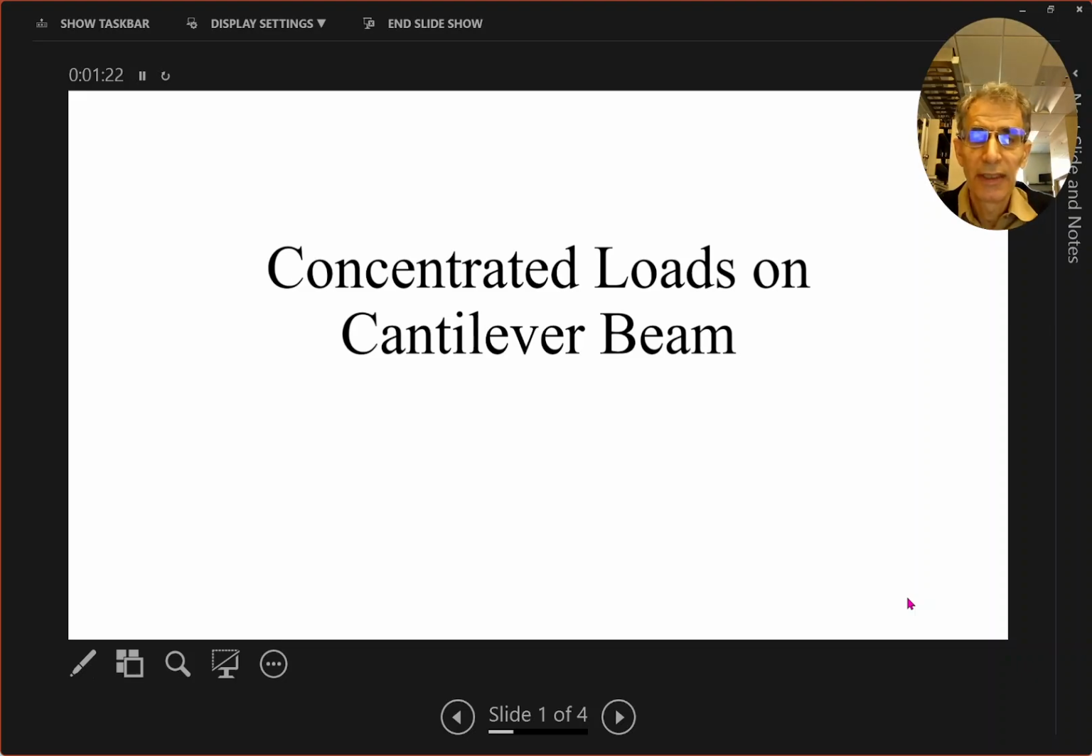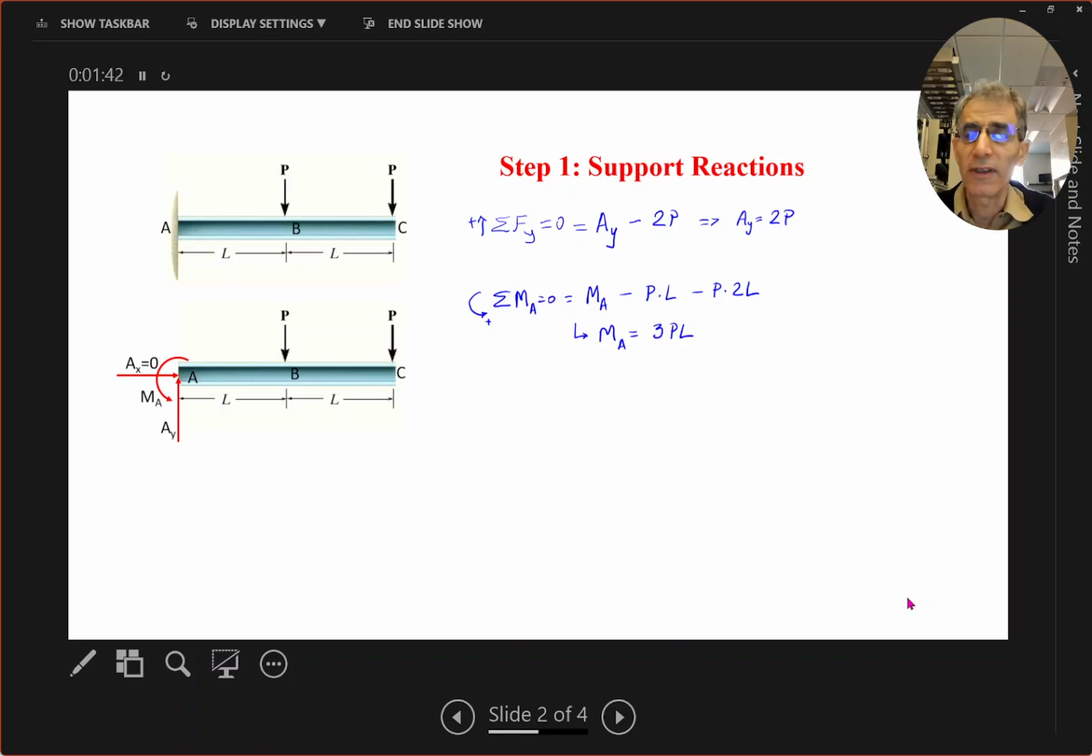Hello, everyone. This is a problem where we use beam theory to solve for shear forces and bending moment, draw their diagrams, and it's a first simple problem where we have just concentrated loads. So let's dive into it. This is, as you can see, the cantilever beam we have right here, and the two concentrated loads P.